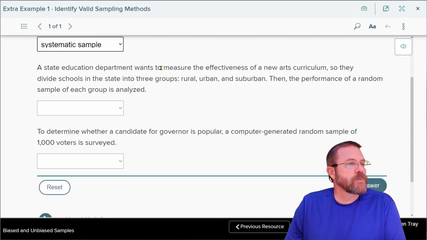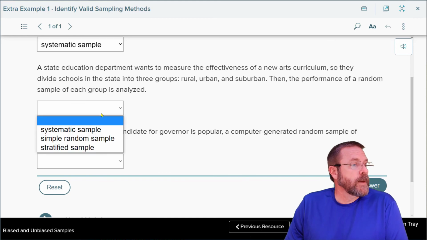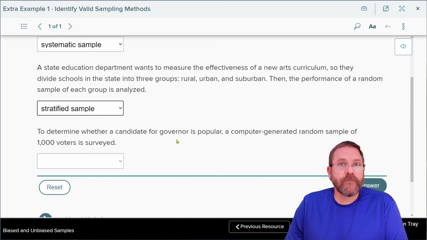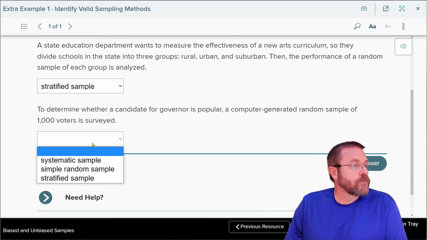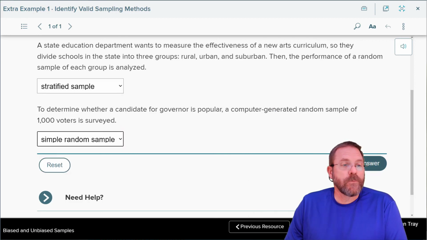Next, the State Education Department wants to measure the effectiveness of a new arts curriculum. So they divide the schools, you divide it right there, that's your key part, in the state into 3 groups: rural, urban, and suburban. Then performance of a random sample of each group is analyzed. That's going to be your stratified sample. And finally, to determine whether a candidate for governor is popular, a computer-generated random sample of 1,000 voters are surveyed. That is going to be your simple random sample.